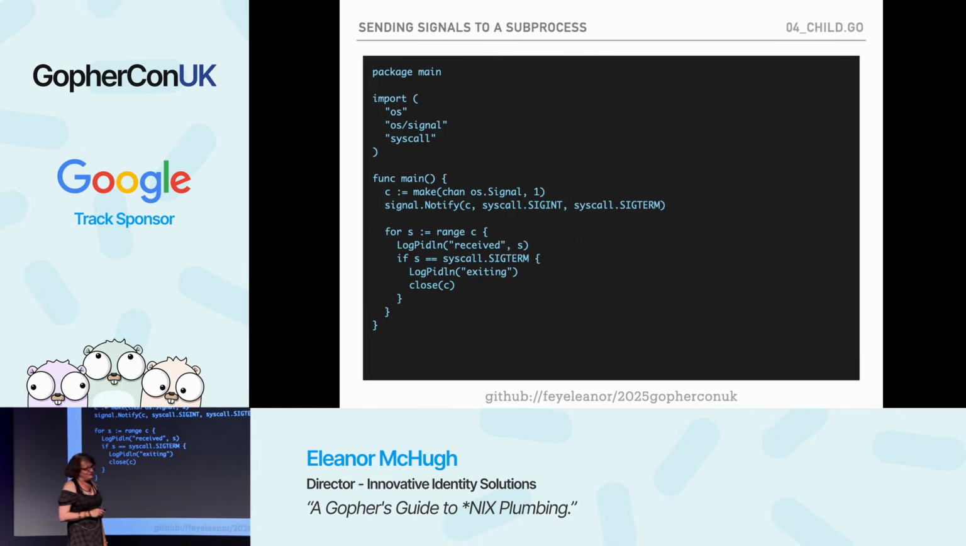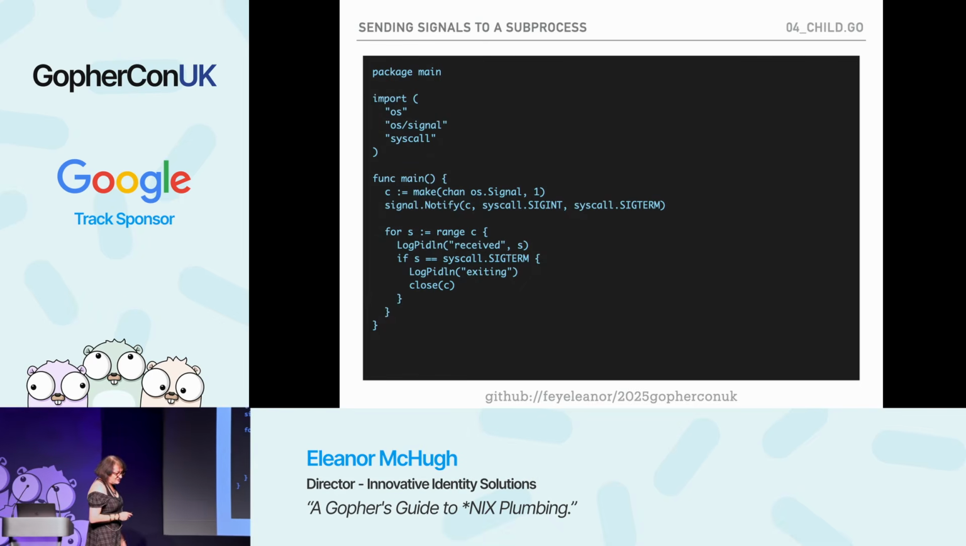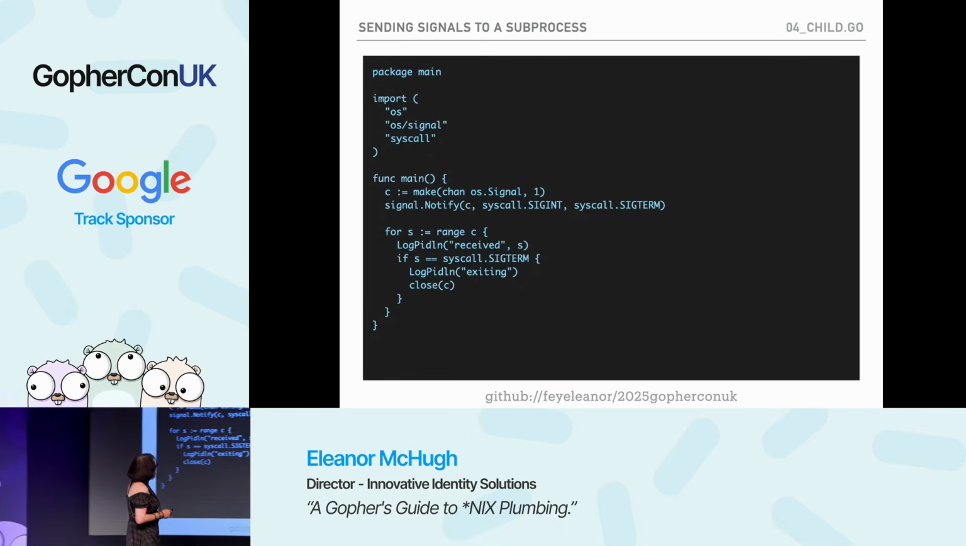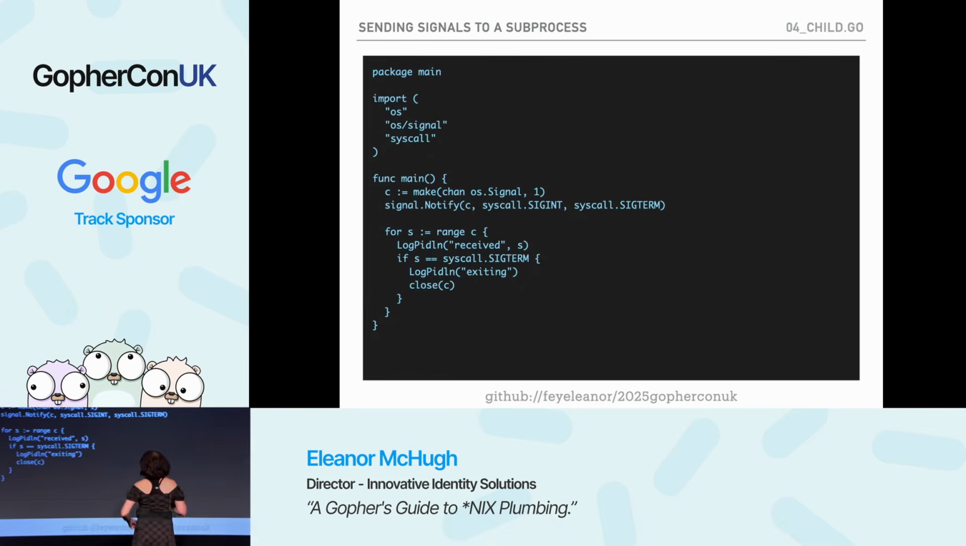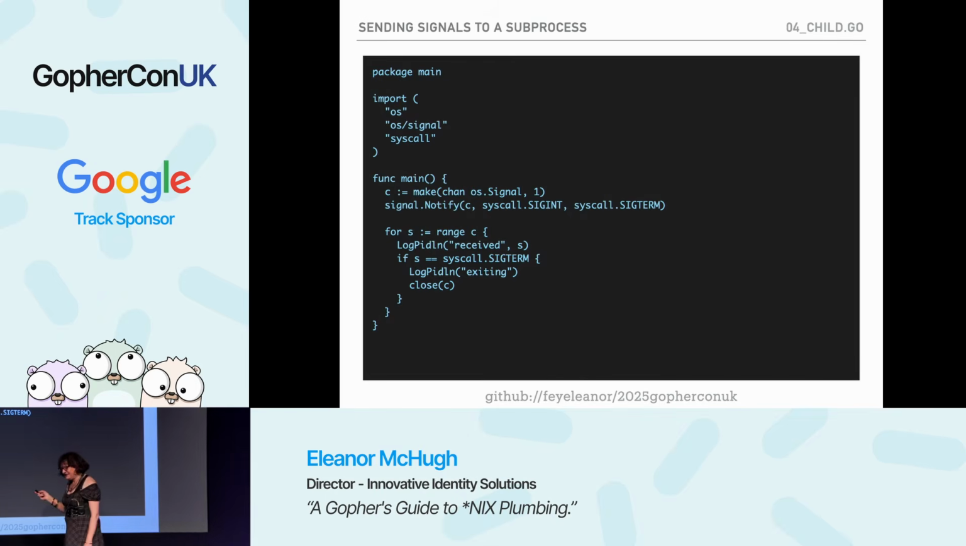Now, this is the child. This is the program that's going to be in our child process. This program is going to listen for signals. Right? So, we start that by creating a channel of signals, quite handily. I've buffered it at 1. It doesn't need to be buffered. For our purposes, it makes no difference because we're sending signals so slowly, once a second.